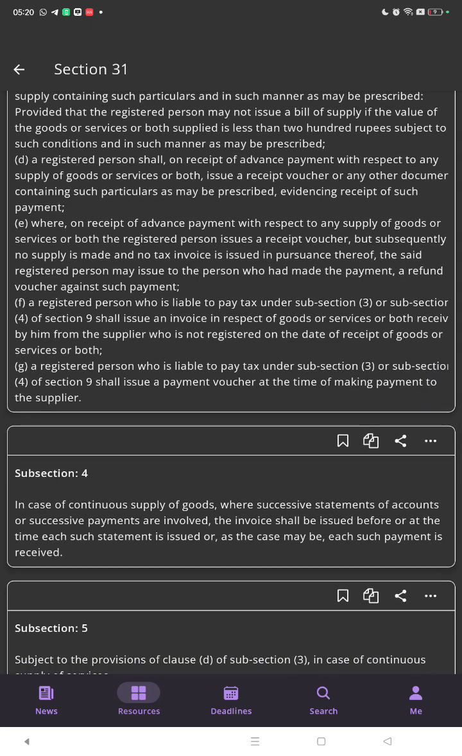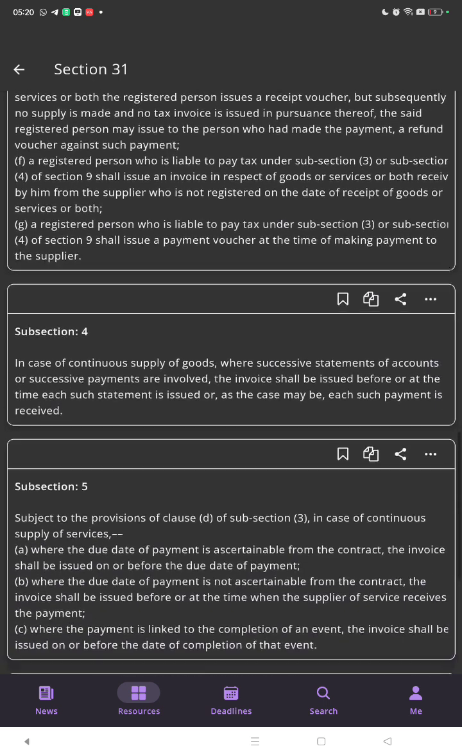Subsection 4. In case of continuous supply of goods, where successive statements of accounts or successive payments are involved, the invoice shall be issued before or at the time each such statement is issued or, as the case may be, each such payment is received.